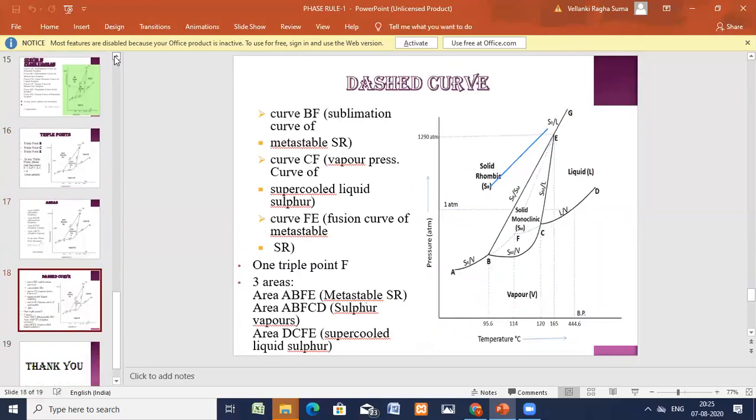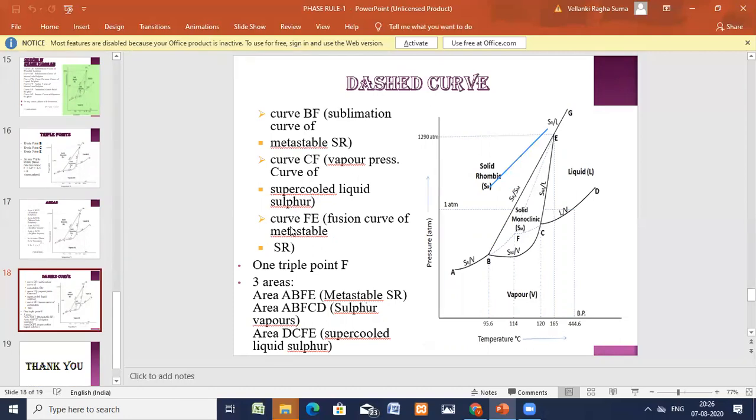We have also understood the dashed curves, the sublimation curve, how the metastable equilibrium is attained for the rhombic sulfur, and how the supercooled liquid of the sulfur is obtained. Metastable equilibrium means the type of state that can be obtained only by careful approach from one direction. Thereby we have understood the sublimation curves of the rhombic sulfur, the 2 metastable curves, and the supercooled liquid sulfur also we have observed.